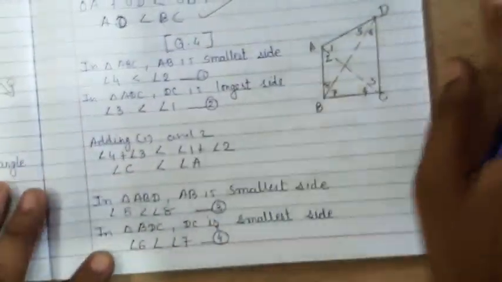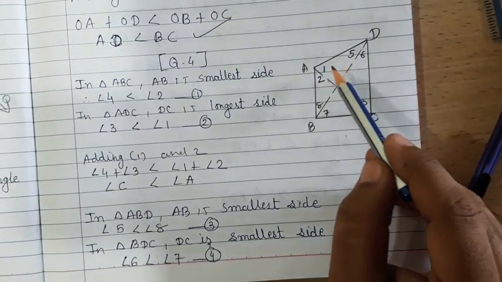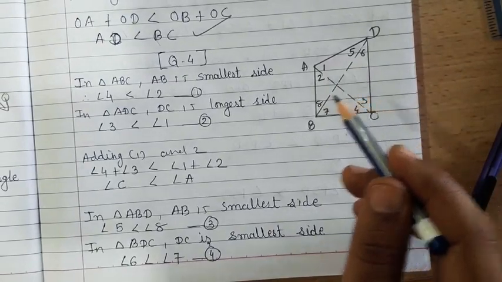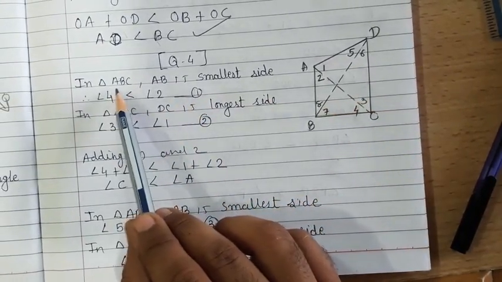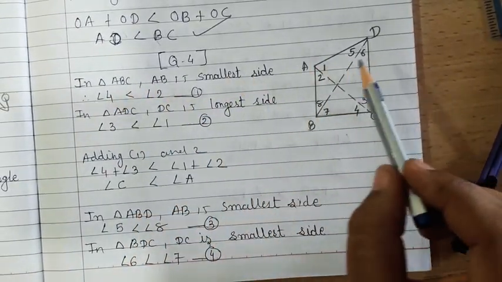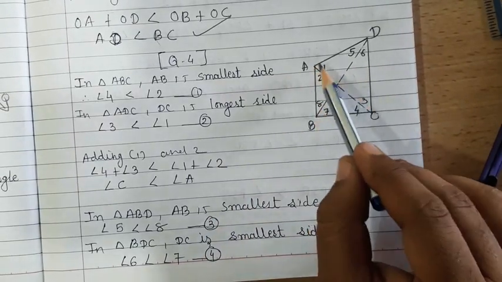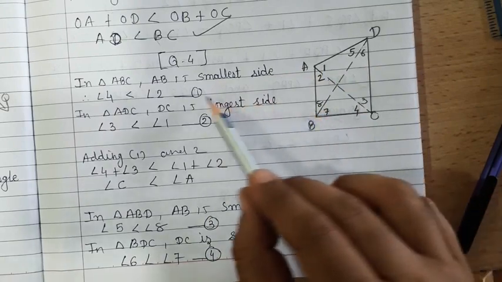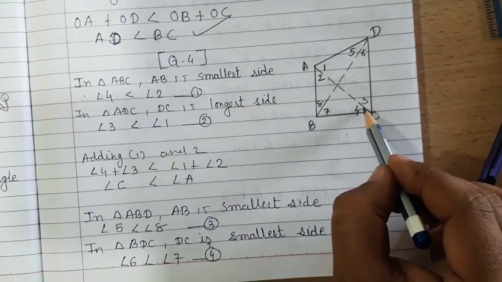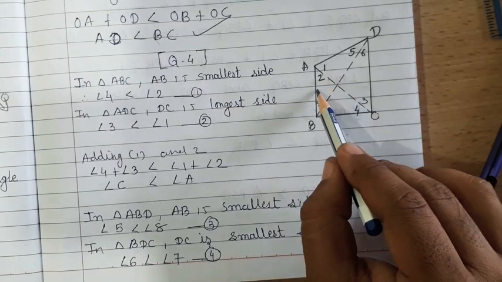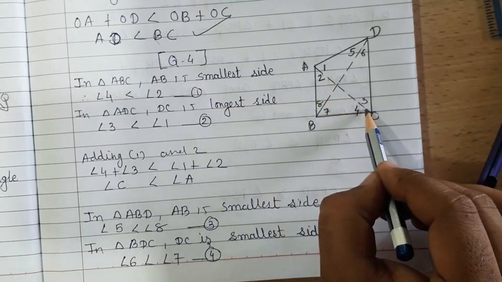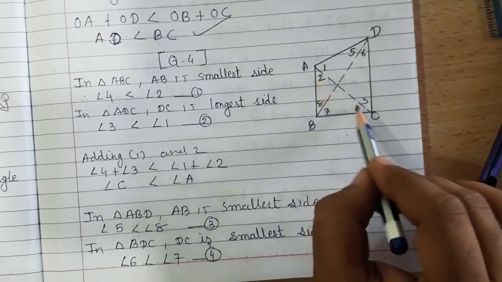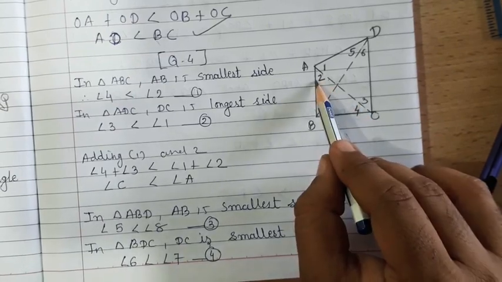So first of all, draw the two diagonals and give the names to the angles 1, 2, 3, 4, 5, 6, 7, 8. Now in triangle ABC, AB is the smallest side. So angle 4 is less than angle 2, because the smallest side has the smallest angle opposite it. We have to compare these two only. So angle 4 is less than angle 2.